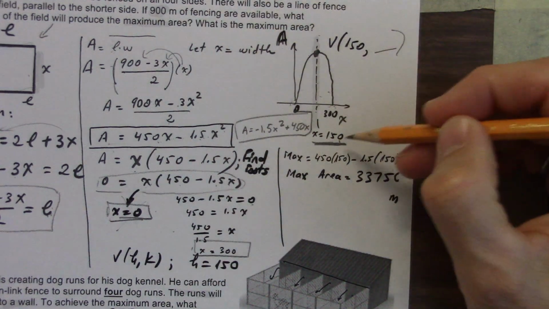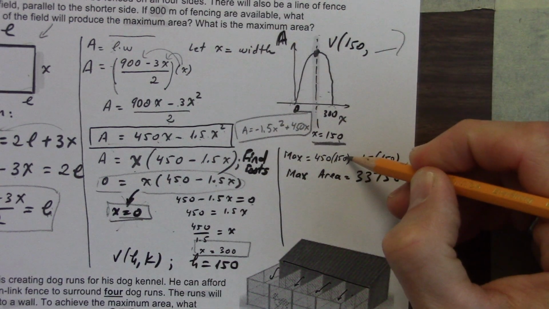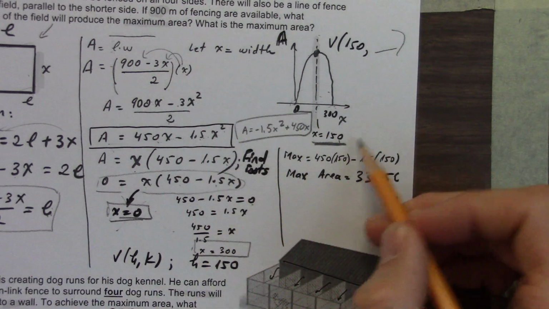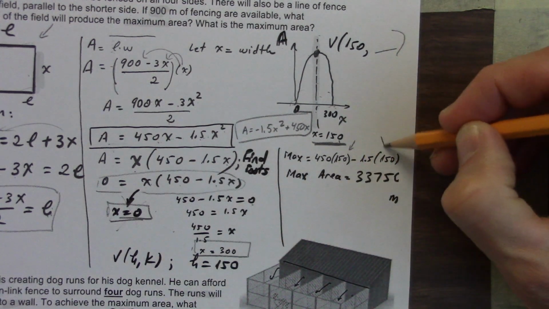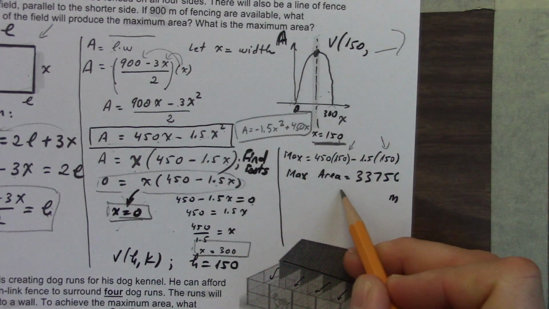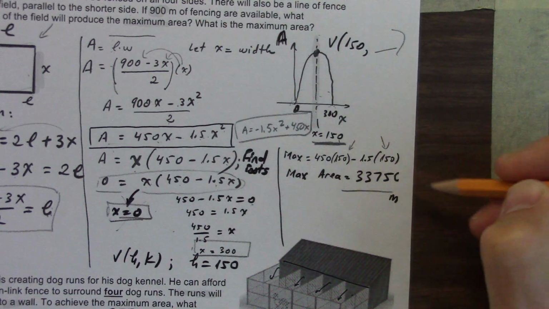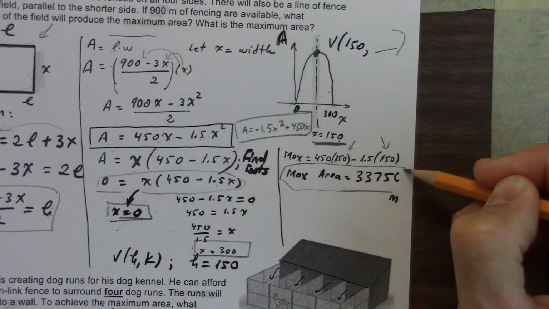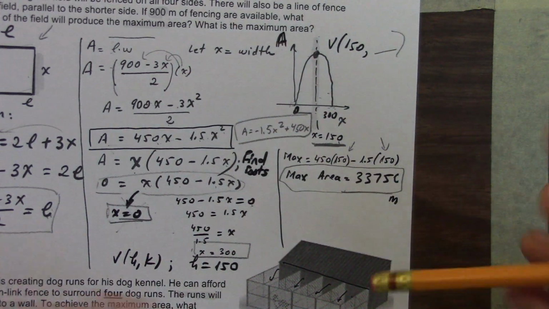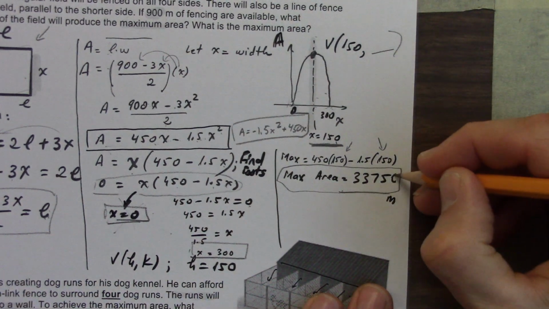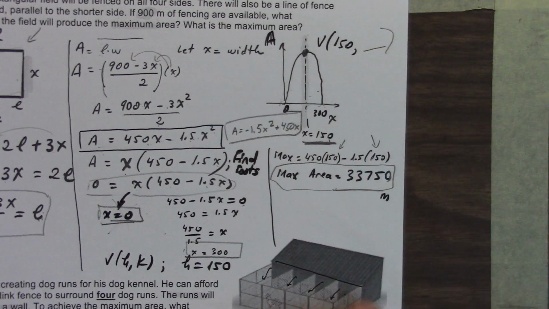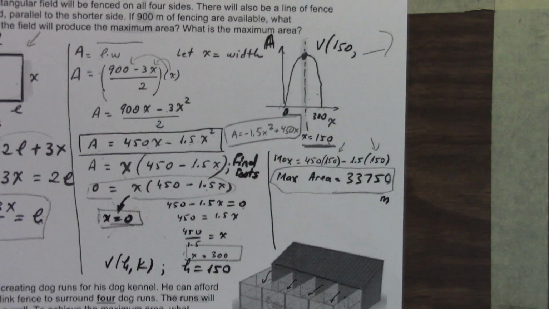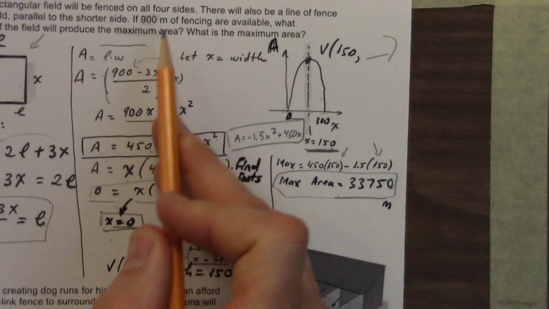We can sub that in, 150, into the original equation, which is here, and we get our max area, which is 3,375. No, 3,350 meters, right? This is all in meters.